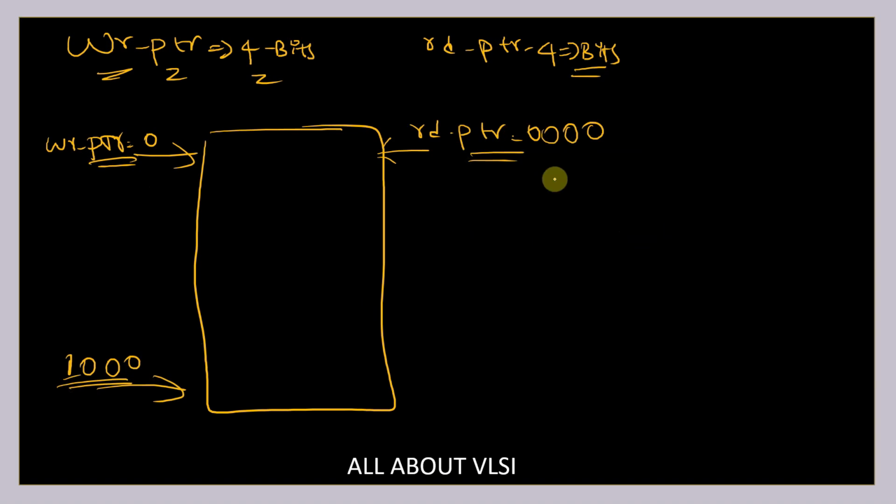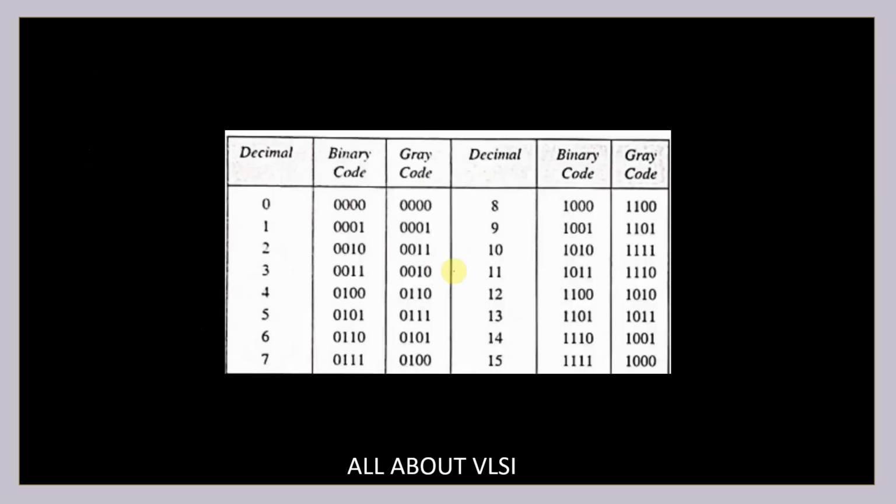And how are we going to write it down? For writing this, if you have carefully observed, we are basically using this particular write and read pointer in gray format. Now in gray format, what is the 1000 value? You can see, it is 1100. So 1100 is my write pointer value, which is represented in gray, and the binary read pointer is nothing but 000.